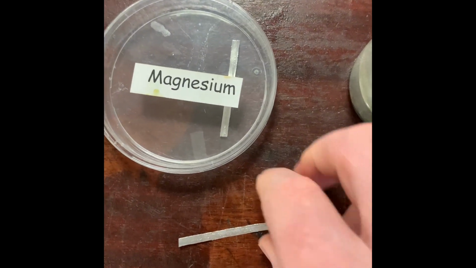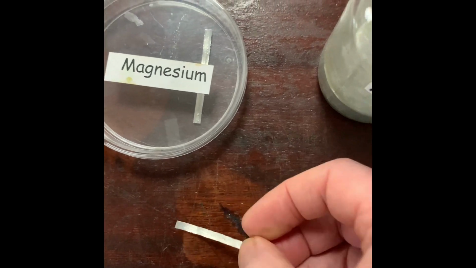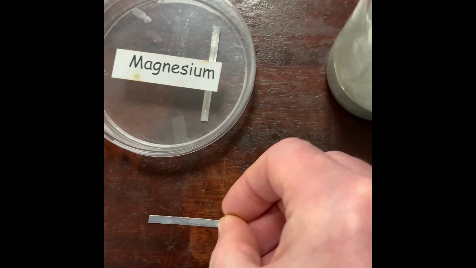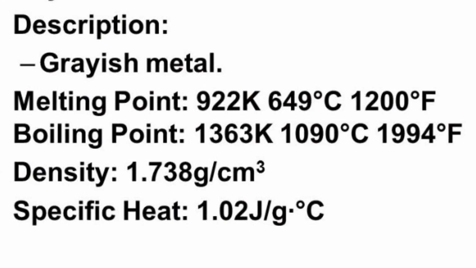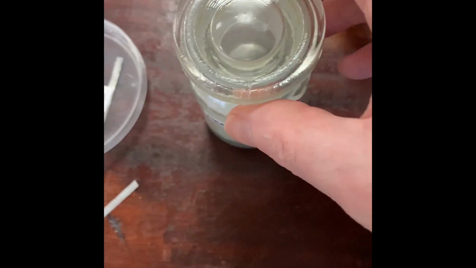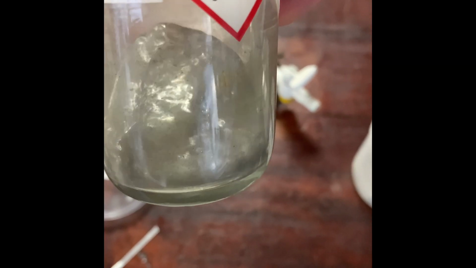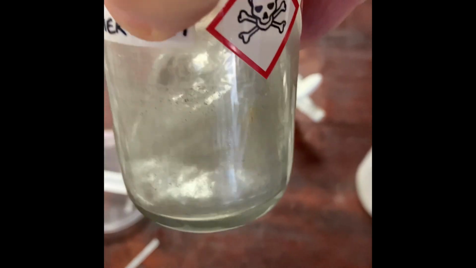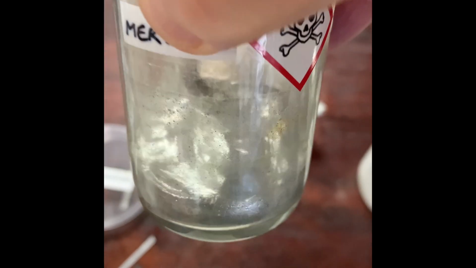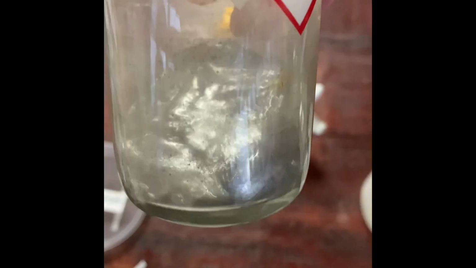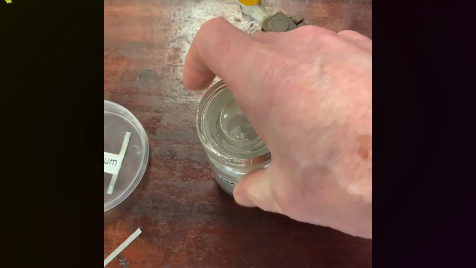Magnesium, again, metal, shiny, can be bent. This is magnesium ribbon. Mercury is the unusual one. This one you can see is a liquid. It is again still shiny silver color, but it is a liquid at room temperature. So the only metal that's a liquid at room temperature.